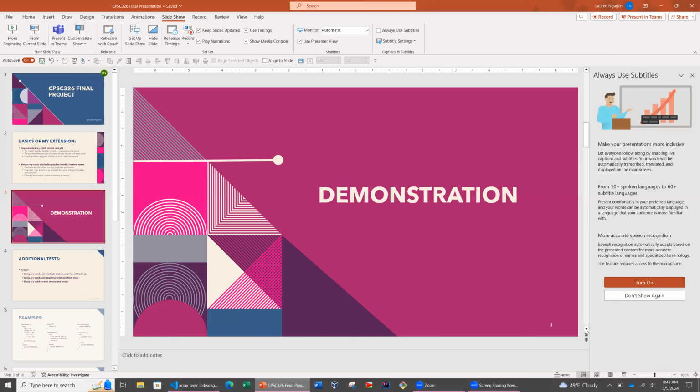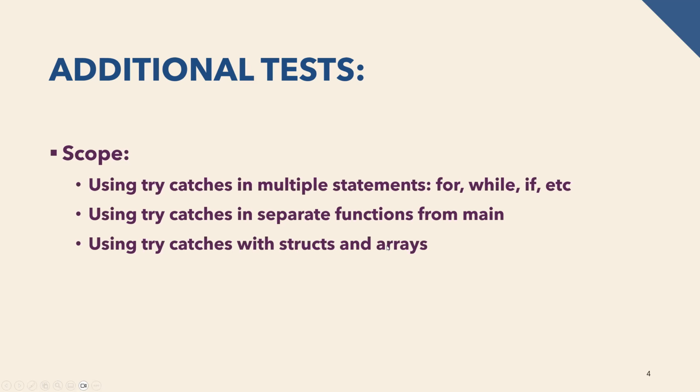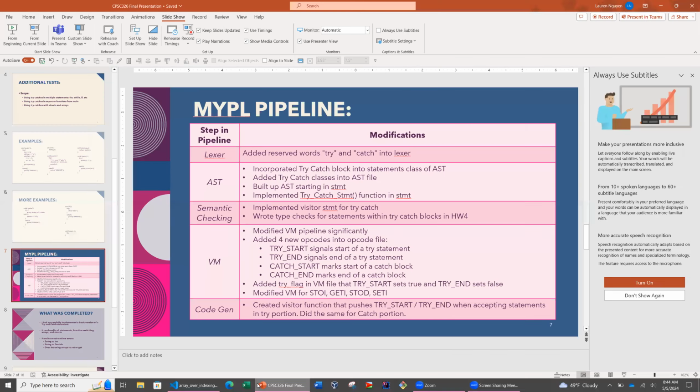So back to my PowerPoint. Some additional tests that I had tried to include in my scope were obviously using try catches in multiple statements: for, while, if, etc. Then using try catches in separate functions from main, and using try catches with structs and arrays. So we can look at some of the examples also.